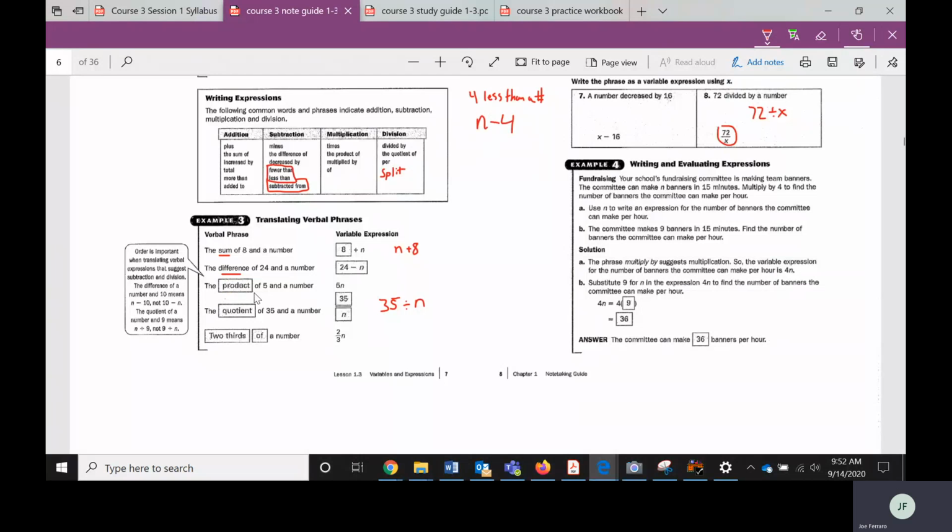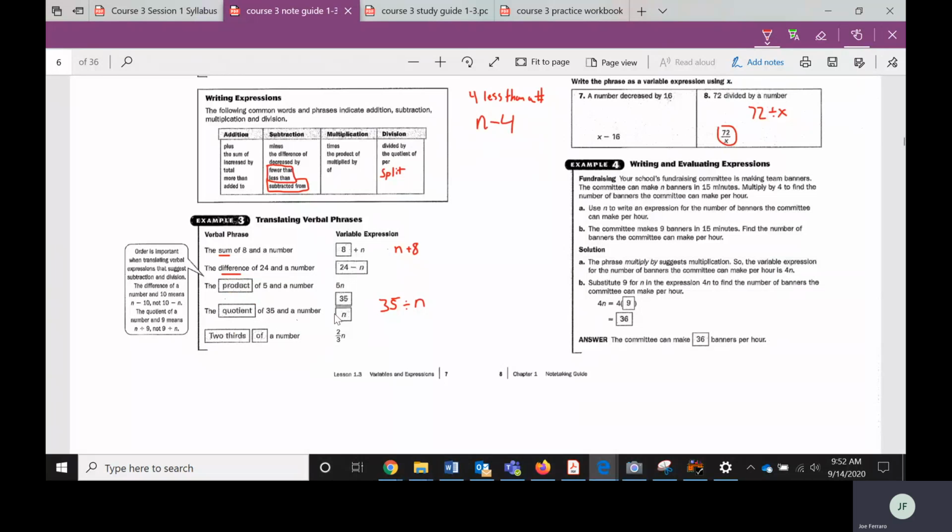Back down here, the product of 5 and a number. Product means multiplication. Generally in algebra, they just write the number next to the letter like this. You could do 5 and then a dot and n. The quotient of 35 and a number. Quotient is one of the words for division up here.